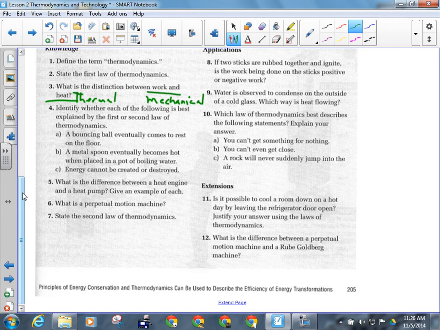Okay, it's making a sound, and that sound is a form of energy, so it eventually runs out. Which law is that, first or second? Second, okay? Energy flows from high energy to low energy. The energy is flowing away from the bouncing ball and into the surroundings.